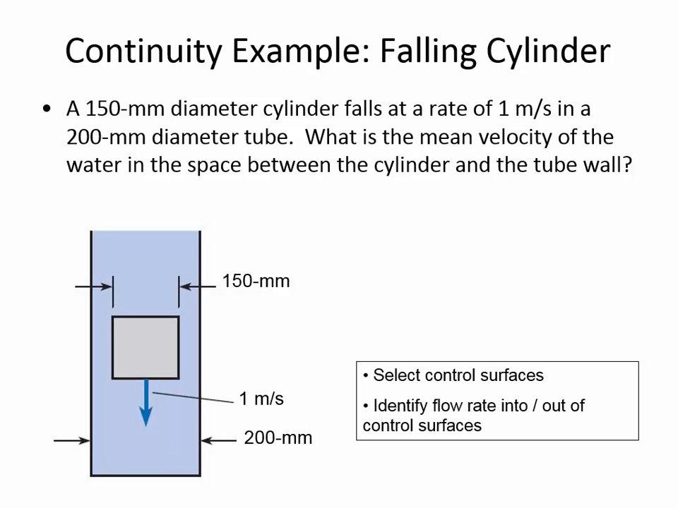How is fluid going out of the control volume? And then what we're trying to find is the velocity in this space between the cylinder and the outside pipe. So part of the problem here is just interpreting the problem statement. Part of the problem is trying to visualize what this looks like in 3 dimensions. And then the last thing is identifying where your control surfaces are going to be so you can look at the in versus the out.